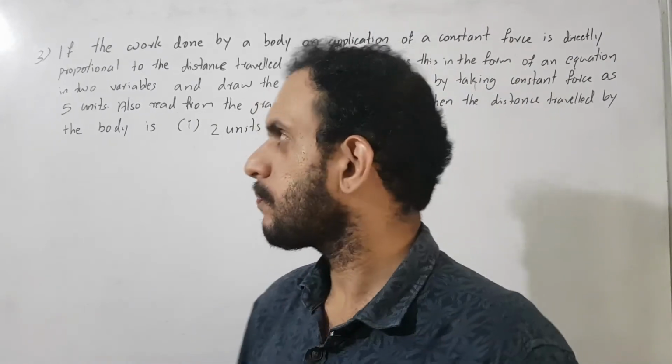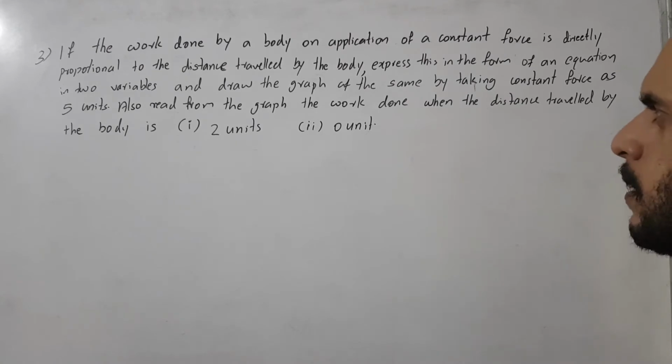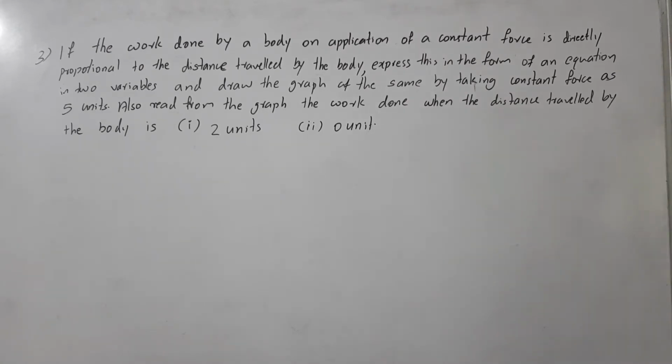The question is like this: if the work done by a body on application of a constant force is directly proportional to the distance traveled by the body, express this in the form of an equation in two variables and draw the graph of the same by taking constant force as 5 units. Also read from the graph the work done when the distance traveled by the body is, first one 2 units and second one 0 units.